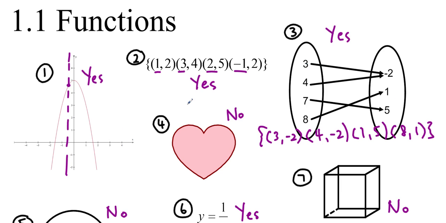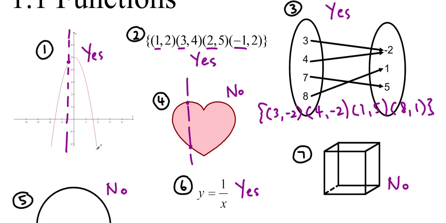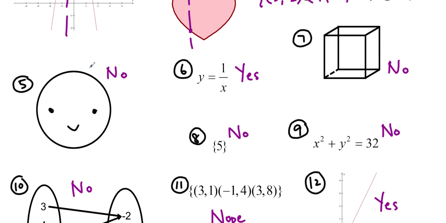Number 4, if we again use the vertical line test, you can see that it fails. 5, happy as it may be, fails. Failure. 6, y equals 1 over x. You might remember it looks like this, or maybe you never learned it, but you can see from the graph that it does not fail. It actually is a function, and it is one of the parent functions we'll be talking about in 1.3.